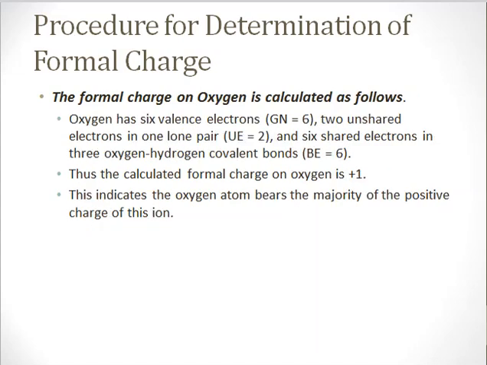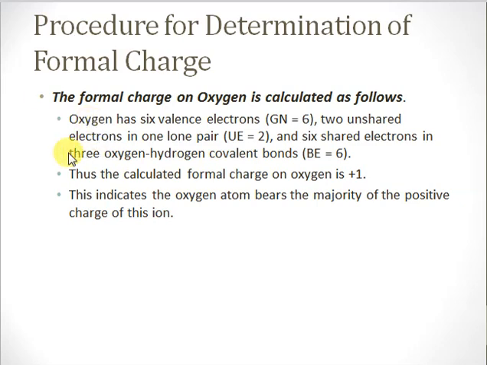So let's see what the case is for oxygen. Let's calculate the formal charge for that as well. We write the formula. For the formal charge on oxygen, we know that the group number for oxygen is 6, minus 2 for the 2 lone pairs. Then, going back to the previous slide, in the hydronium ion there were 3 covalent bonds of oxygen with hydrogen.